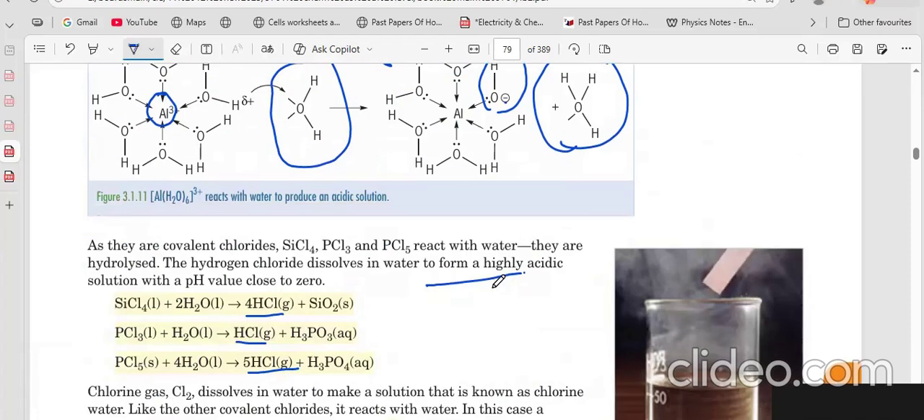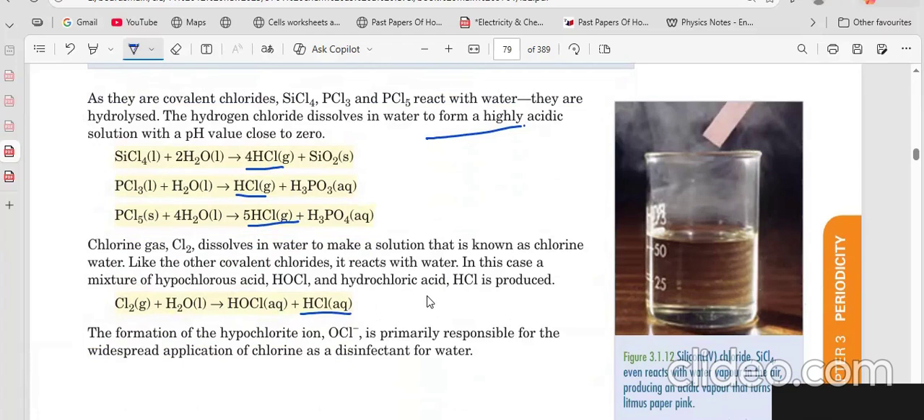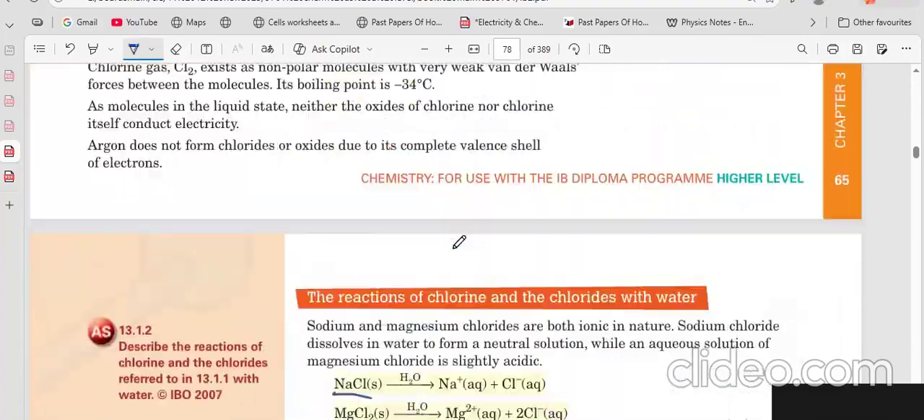So these reactions you should know. The same happens with all the chlorides like SiCl4, PCl3, PCl5, and chlorine. If you remember H2O, you will have HCl. And even if it's in the water vapor, it is there. The SiCl4 was a liquid, I showed you.